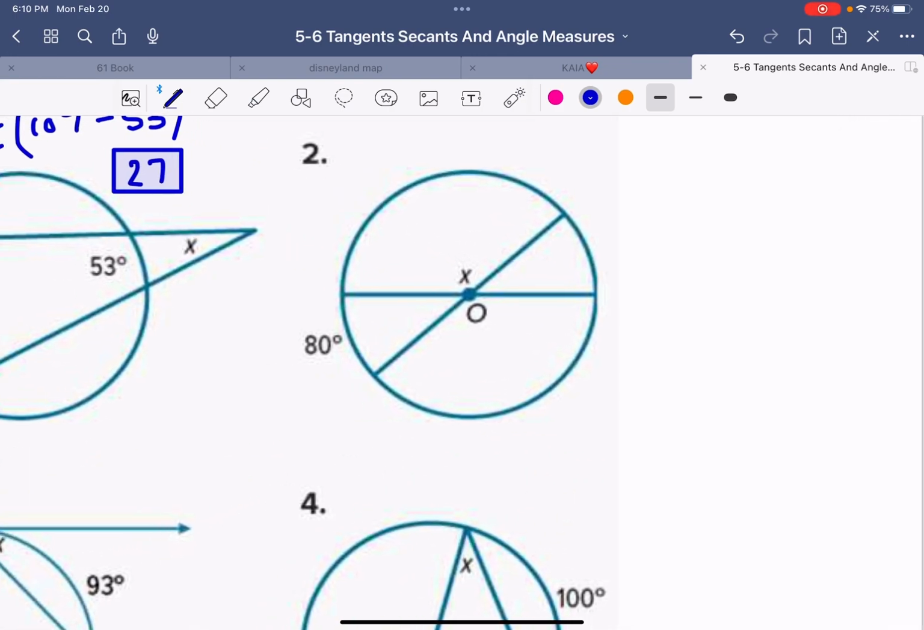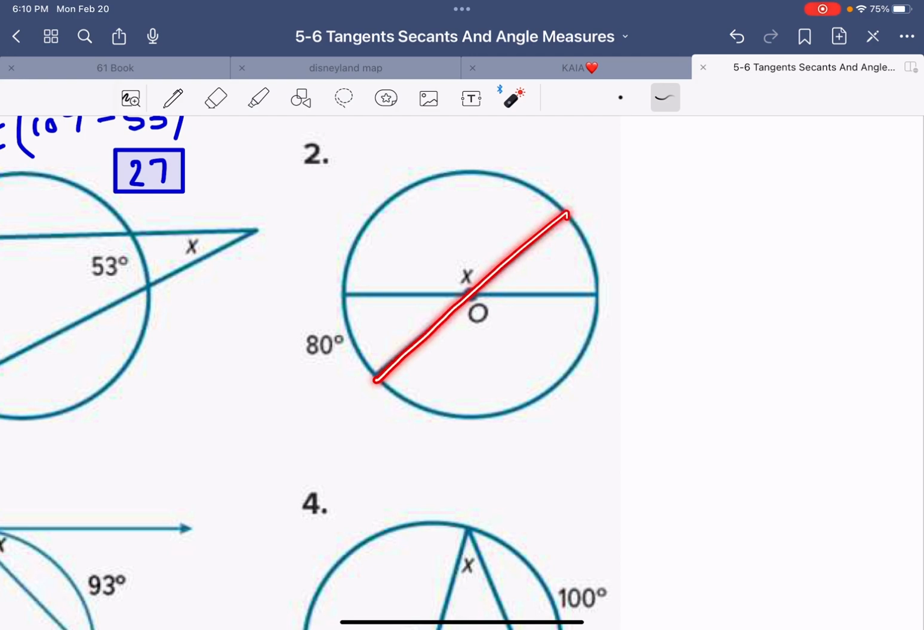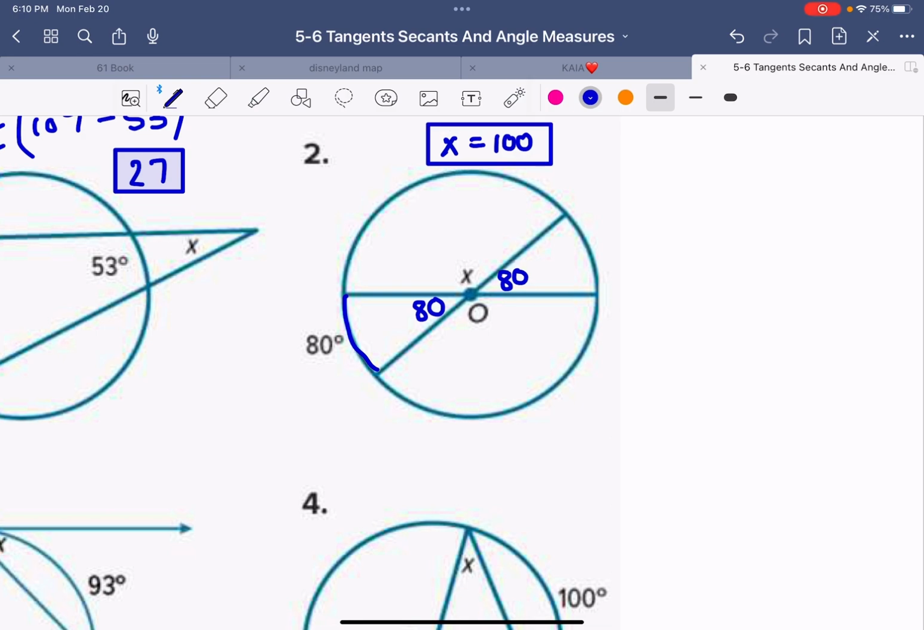All right, versus number 2, right away you see that we have 2 intersecting secants, but this one's special. We have this O is the center. So essentially this is a central angle. That's just one of our first sections we learned. The central angle is always equal to its intercepted arc. So these are 80. Leaving x to be 100.